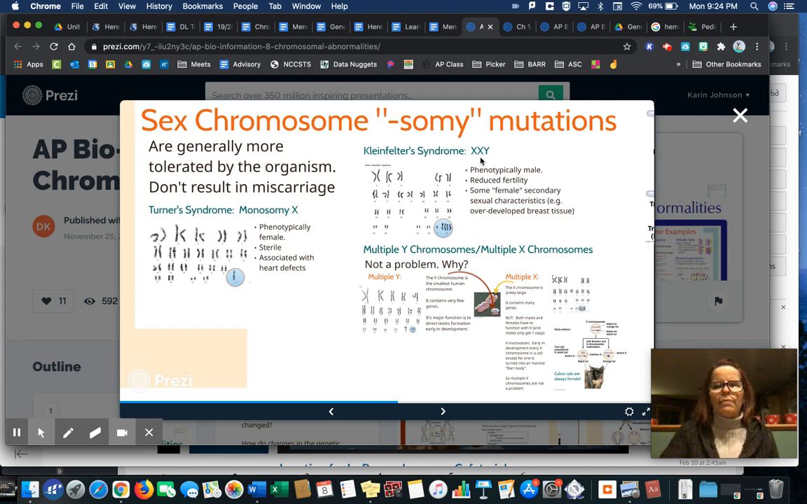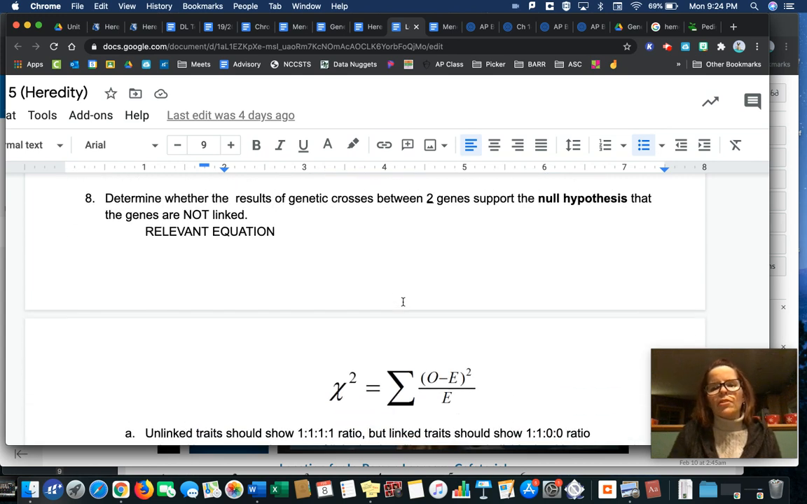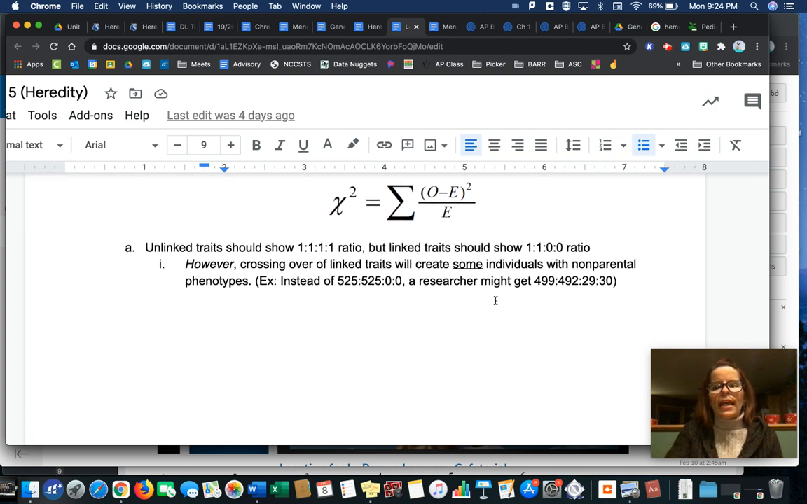All right, we'll go with that. Back to learning targets. Determine whether or not the results of genetic crosses between two genes support the null hypothesis that the genes are not linked. So here's the chi-squared equation that you need to know. Unlinked traits should show a 1-to-1-to-1-to-1 ratio, but linked traits should show a 1-to-1-to-0-to-0 ratio. So there's no recombinance, there's no combinations that are different than the original parents.